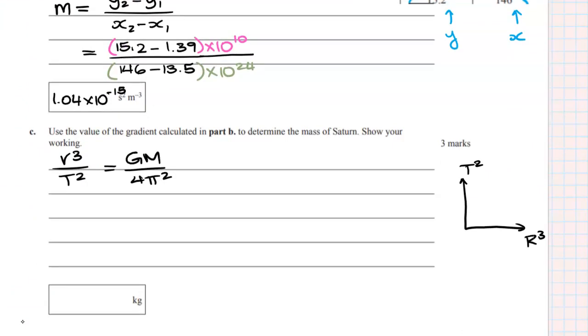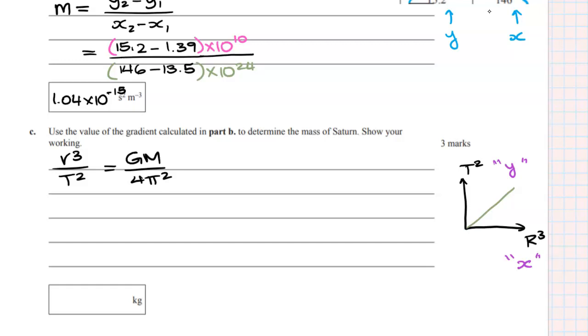And we said that t squared was a bit like our y value and r cubed was a bit like our x value. And when we graphed these things, we got a straight line. So that means something important. It means that this is a linear relationship. I want to be able to manipulate this equation in a particular way.